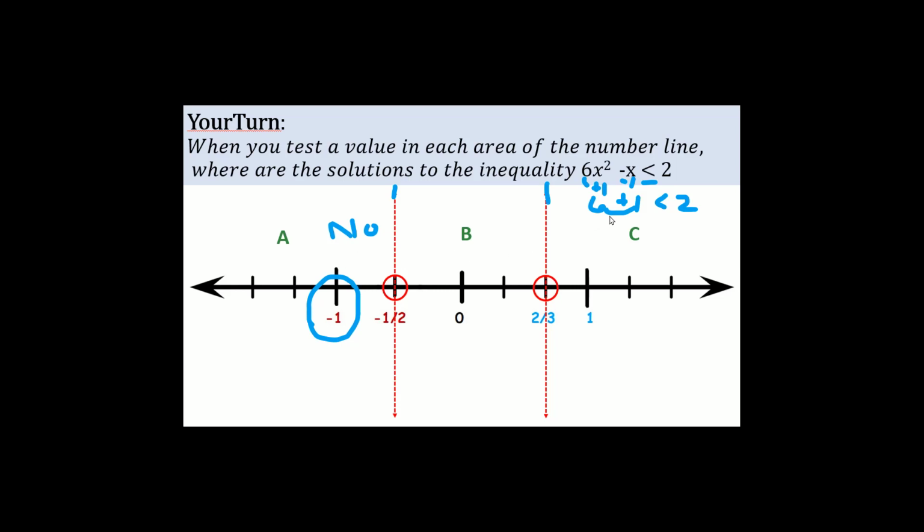All right, now I'm going to go to the middle, plug in that 0. We're going to get 0 times 6 is 0, minus 0 is 0. Is 0 less than 2? Yes. And then go to the third area.